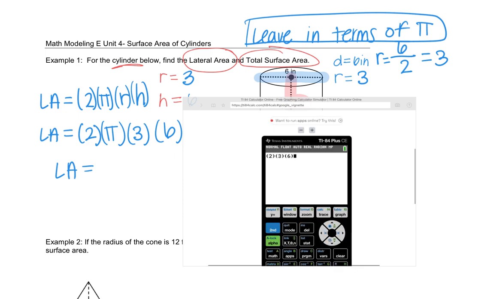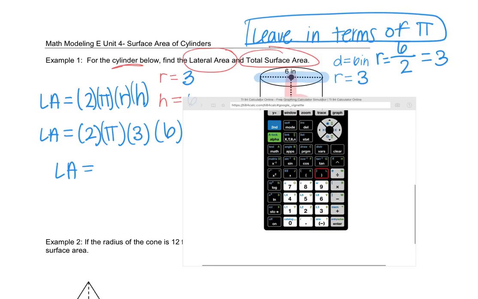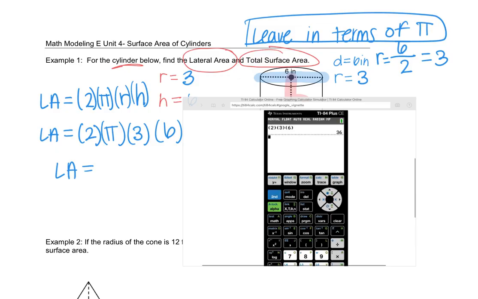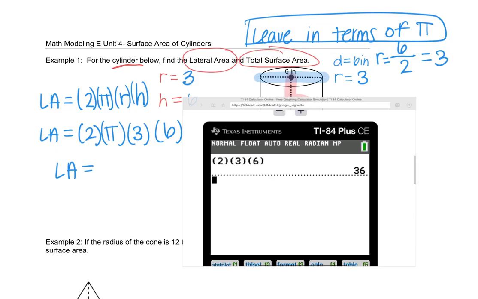So look at what I have. I'm not putting the pi. Do not put the pi. If I say leave in terms of pi, please do not put the pi. It's going to mess up your answer. Enter. And I get 36. So my lateral area is 36.